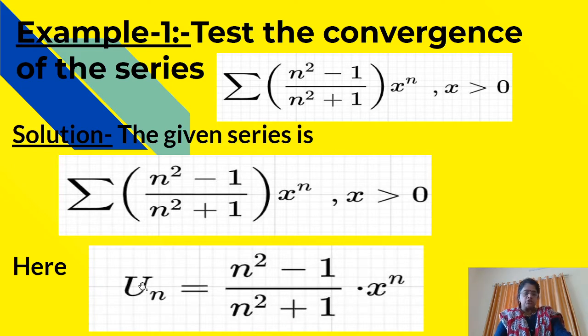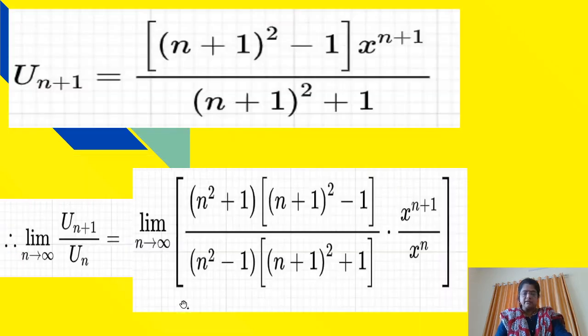Now from this un, we will find un plus 1 by replacing n by n plus 1 on both sides, and therefore we will get un plus 1 is equal to n plus 1 bracket square minus 1 into x raised to n plus 1 divided by n plus 1 bracket square plus 1.